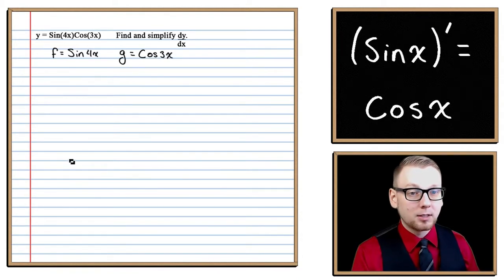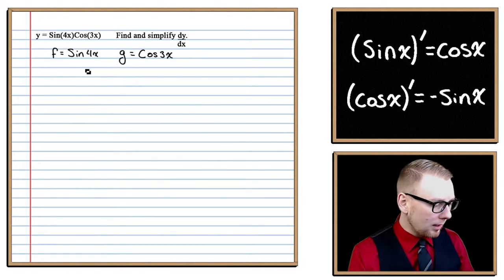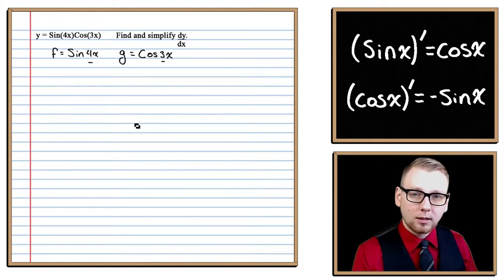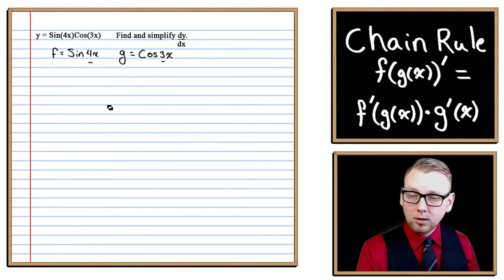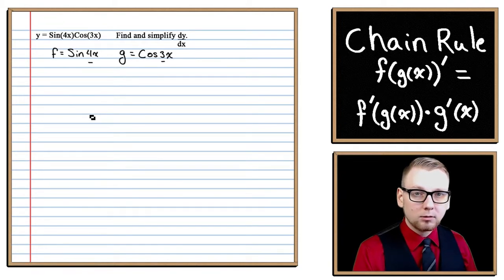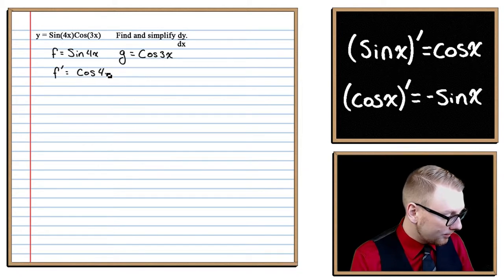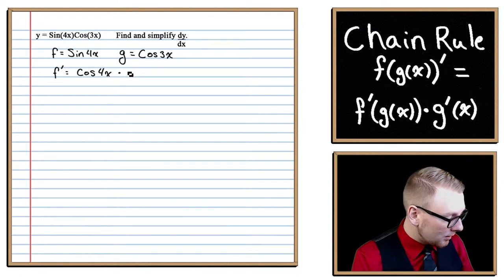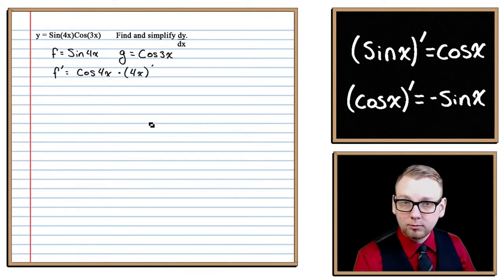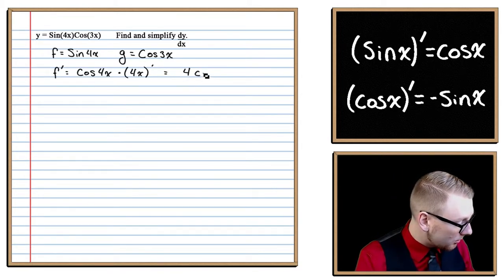The derivative of sine is cos, and the derivative of cosine is minus sine. But we have this 4 and this 3 on the inside, so we need to account for that using the chain rule. With the chain rule, we just multiply by the derivative of the inside to finish it off. We'll have the derivative of f, or f prime, is cosine of 4x times the derivative of the inside, so we'll have 4x prime. The derivative of 4x is just 4, so we'll have 4 times the cosine of 4x.